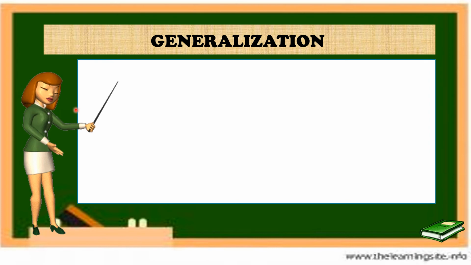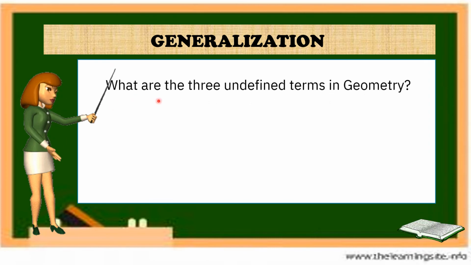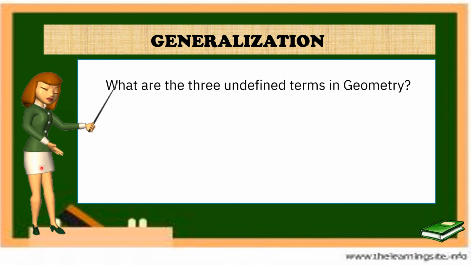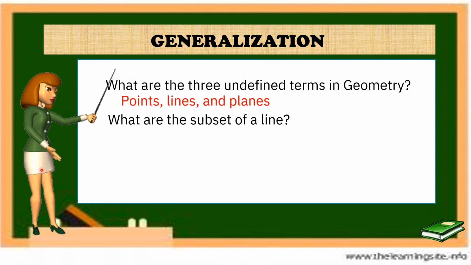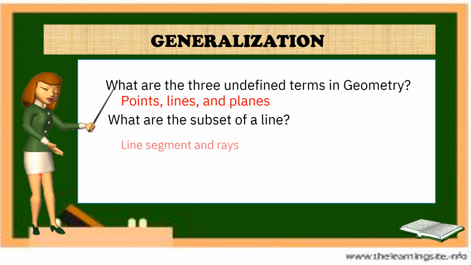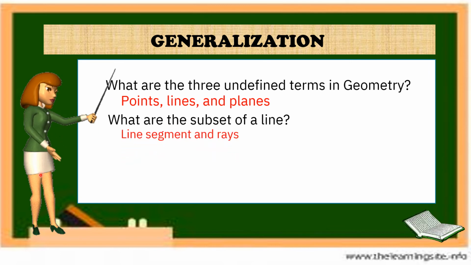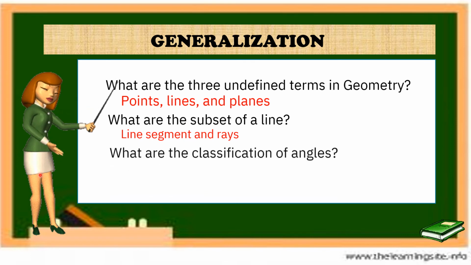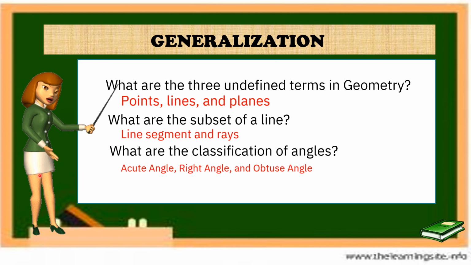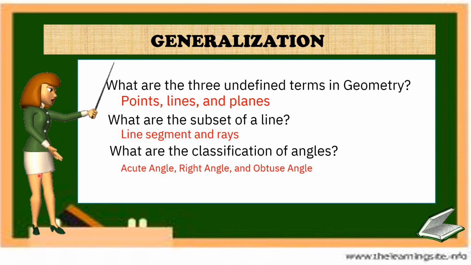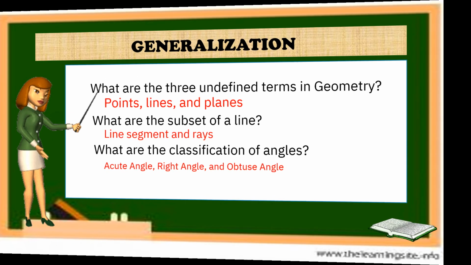We have our generalization. What are the three undefined terms in geometry? We have points, lines, and planes. What are the subsets of a line? We have the line segment and rays. What are the classifications of angles? We have acute angle, right angle, and obtuse angle.